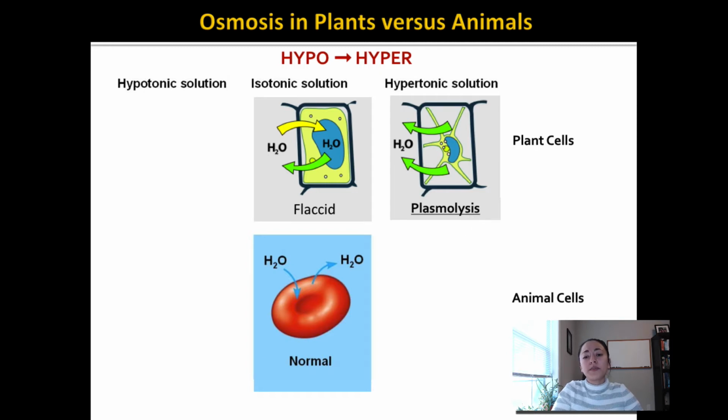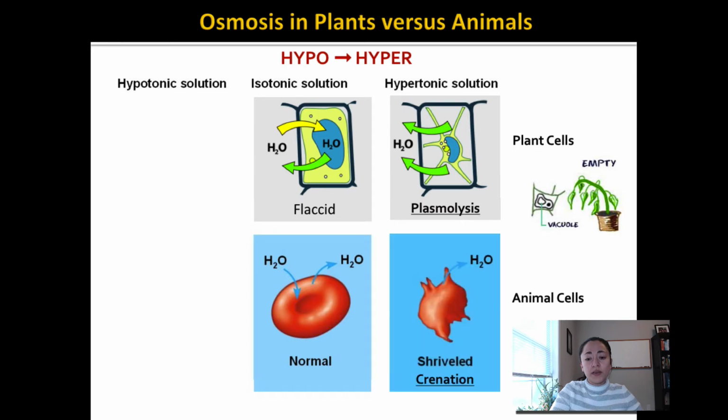When a plant cell experiences plasmolysis, it begins to wilt because the vacuole loses all of its water. An animal cell would experience something similar in that the water would leave the cell and it would become all shriveled up. The term we use to describe an animal cell in a hypertonic solution is crenation.